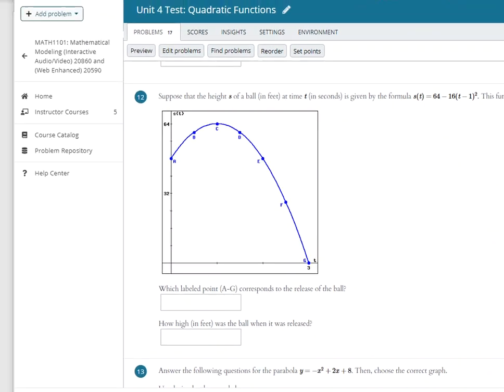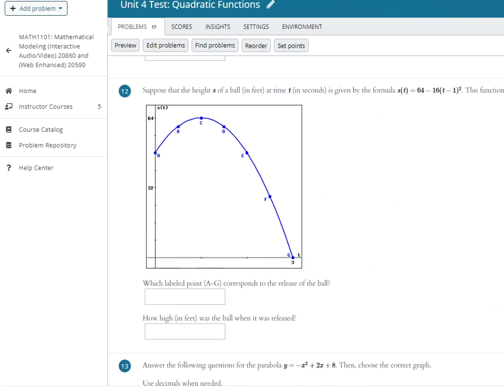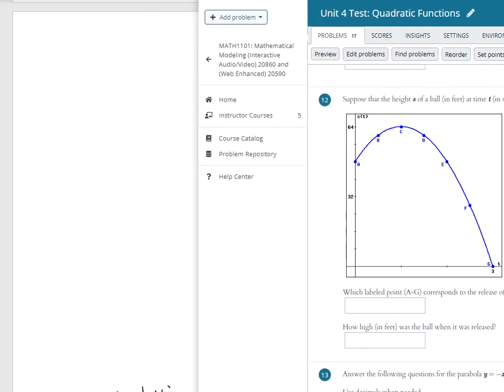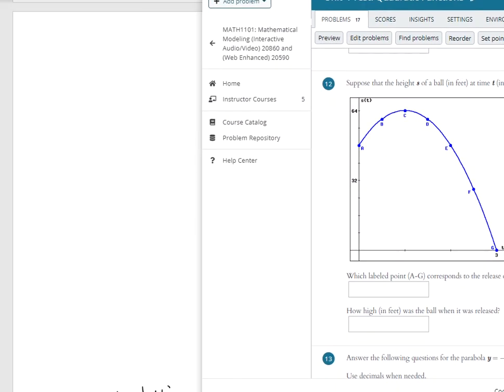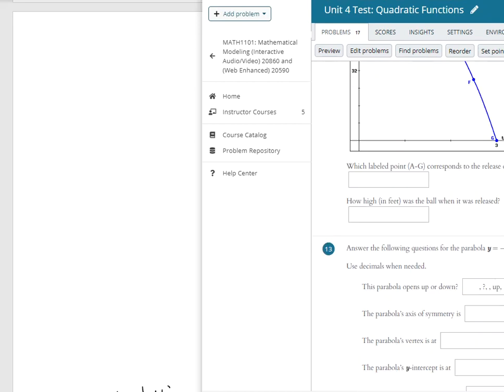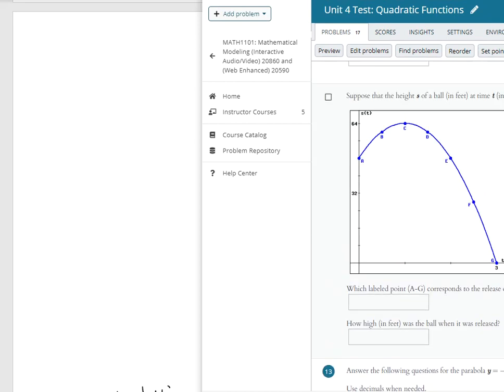So it says... I hate it when it does that. It says here, which labeled point A through G corresponds to the release of the ball.